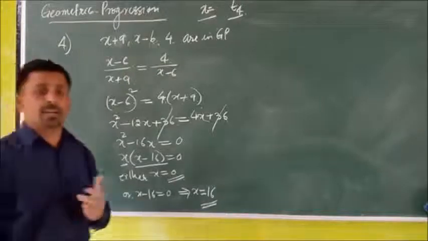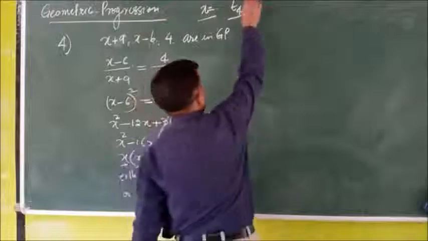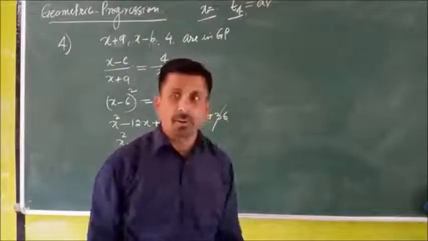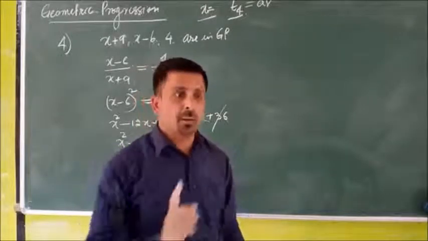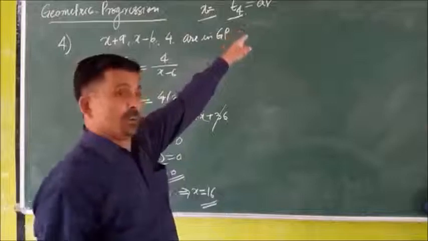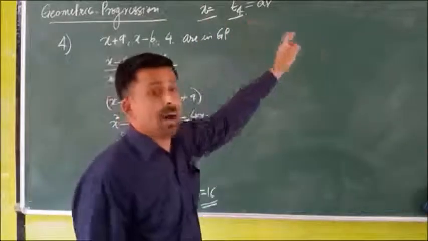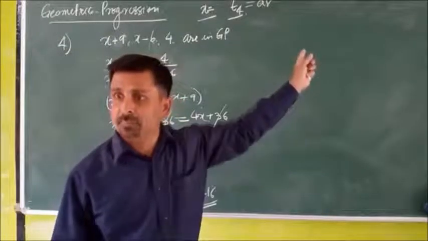Now, see the difficulty. What are we going to calculate? The fourth term, and the formula is A R to the power 3. We will use this formula to find it. Now my question is, to find the fourth term, do we have the value of A? No. Do we have the value of R? No. So we are unable to calculate the fourth term.